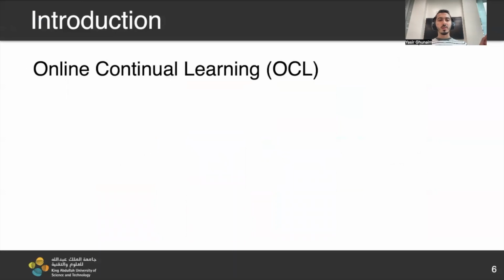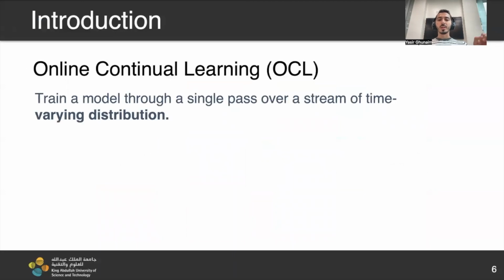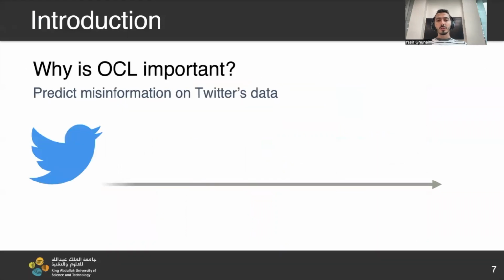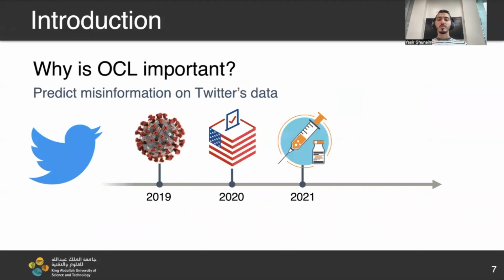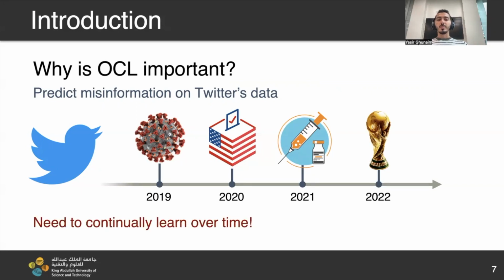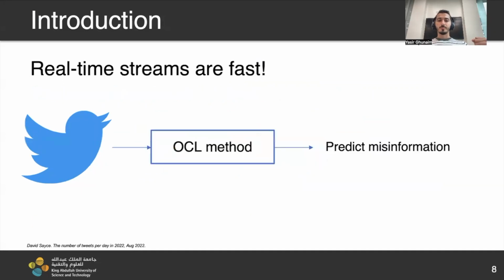Online continual learning is a paradigm about training a model through a single pass over a stream of time-varying distribution. Why is OCL important? Suppose we want to predict misinformation on Twitter's data. We know that the stream of Twitter tends to have varying distributions over time due to different trends and emerging topics. And these changes in the data could happen in the scale of years, months, or even seconds. So we really need the ability to continually learn over time.